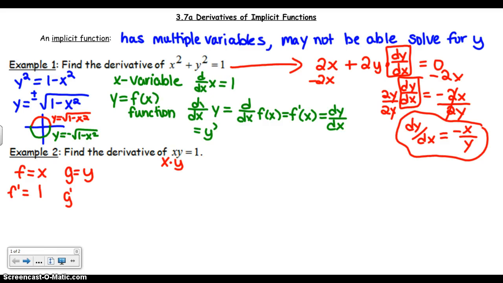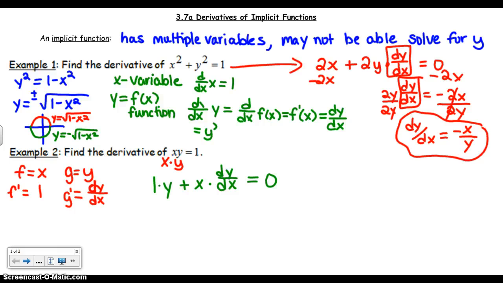But g prime is going to be dy over dx. Y is a function, not a variable. So y could really be anything. So we're going to set up the product rule. So we're going to do 1 times y plus x times dy dx. And then you say equals, well, the derivative of 1 is just 0.